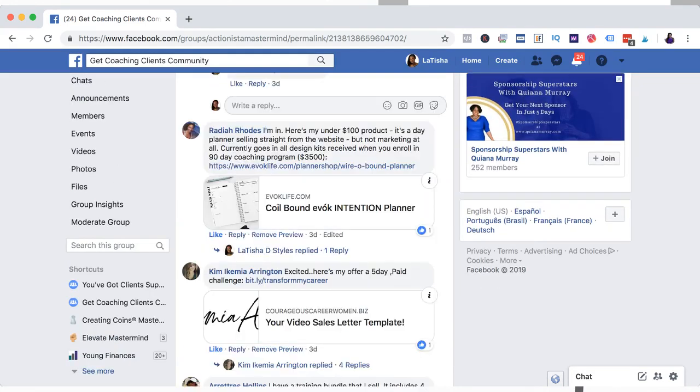Radia says your $100 product is a day planner selling from the website, but just not marketing it. In order to actually get started with marketing this, the first thing is to figure out what's the question that they have before they need this offer. So that's how we're setting up the funnel.